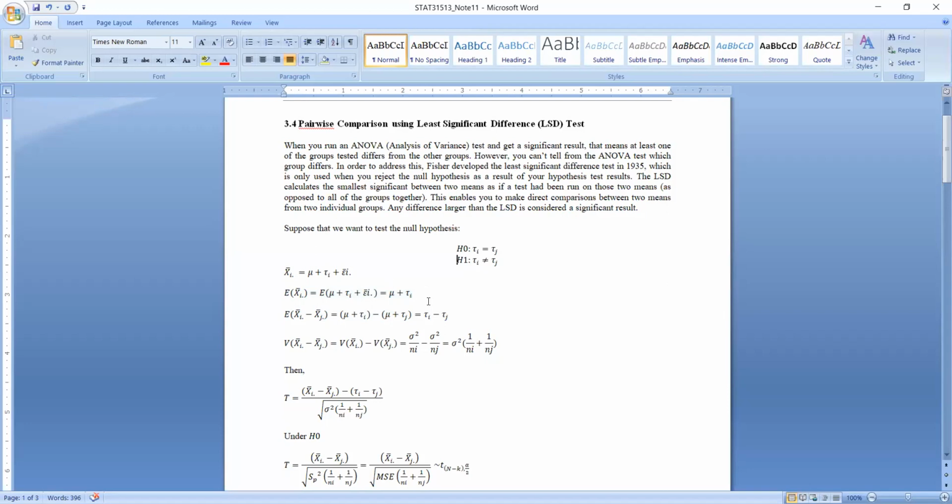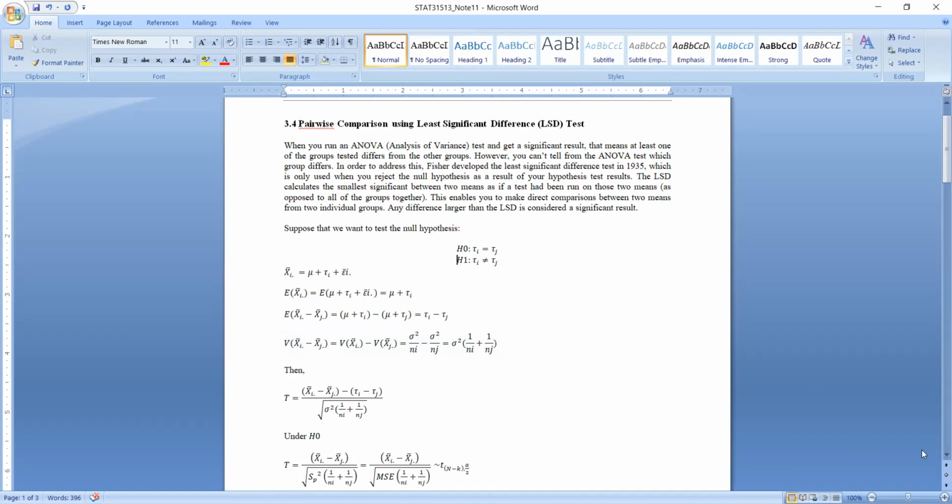When it comes to two different treatments, let's say x bar I dot and x bar j dot, for treatment I the expected value is mu plus tau I, and for treatment J the expected value is mu plus tau J. So mu will cancel out, and the difference between the treatment means has an expectation equal to tau I minus tau J. Likewise, we can show the variance is equal to sigma squared times 1 over ni plus 1 over nj. So we know the mean value and we know the variance.